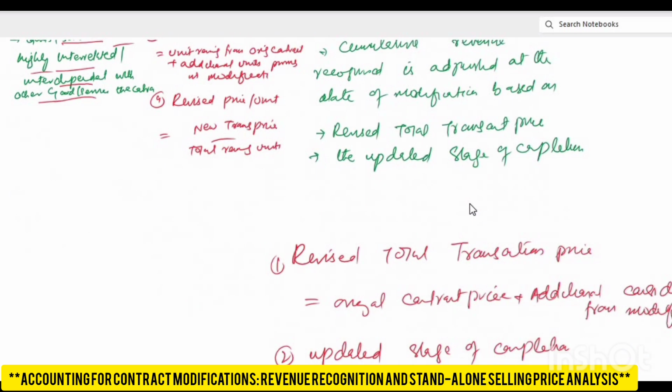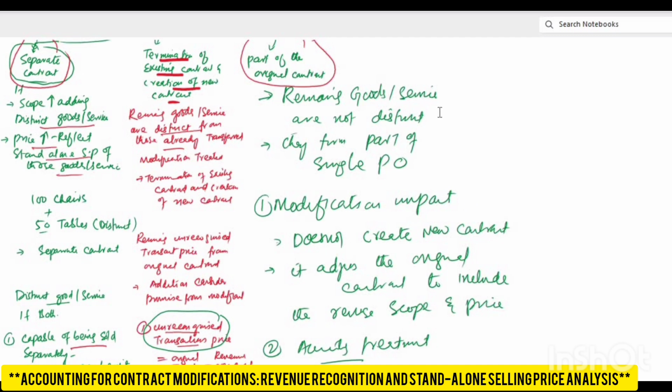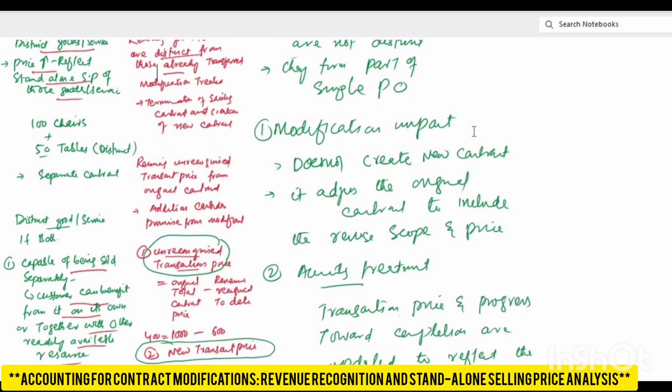Clear? Now, if the remaining goods or services are not distinct, then that will be considered as a part of the original contract. And for that, you have some modification. In fact, you don't have to create a new contract. You have to adjust the original contract.